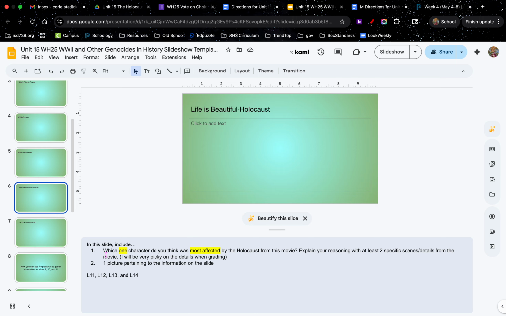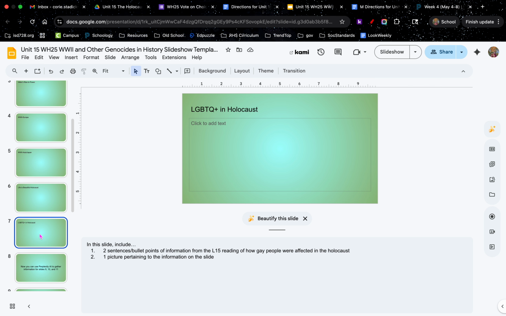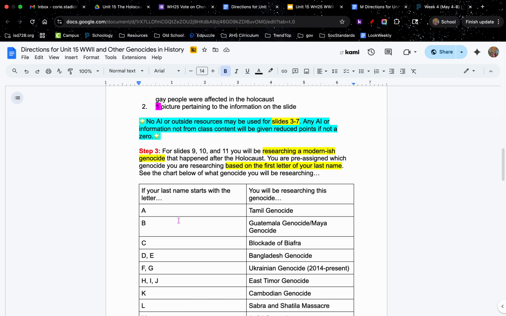And then LGBTQ+ in the Holocaust. In this slide, you're going to include 2 sentences/bullet points of information from the L15 reading of how gay people were affected in the Holocaust, and then 1 picture pertaining to the information on the slide. All right, let's switch back to the directions real quick. We went through all of that. Again, no AI or outside resources may be used for slides 3 through 7. Any AI or information not from the class content will be given reduced points, if not a 0.